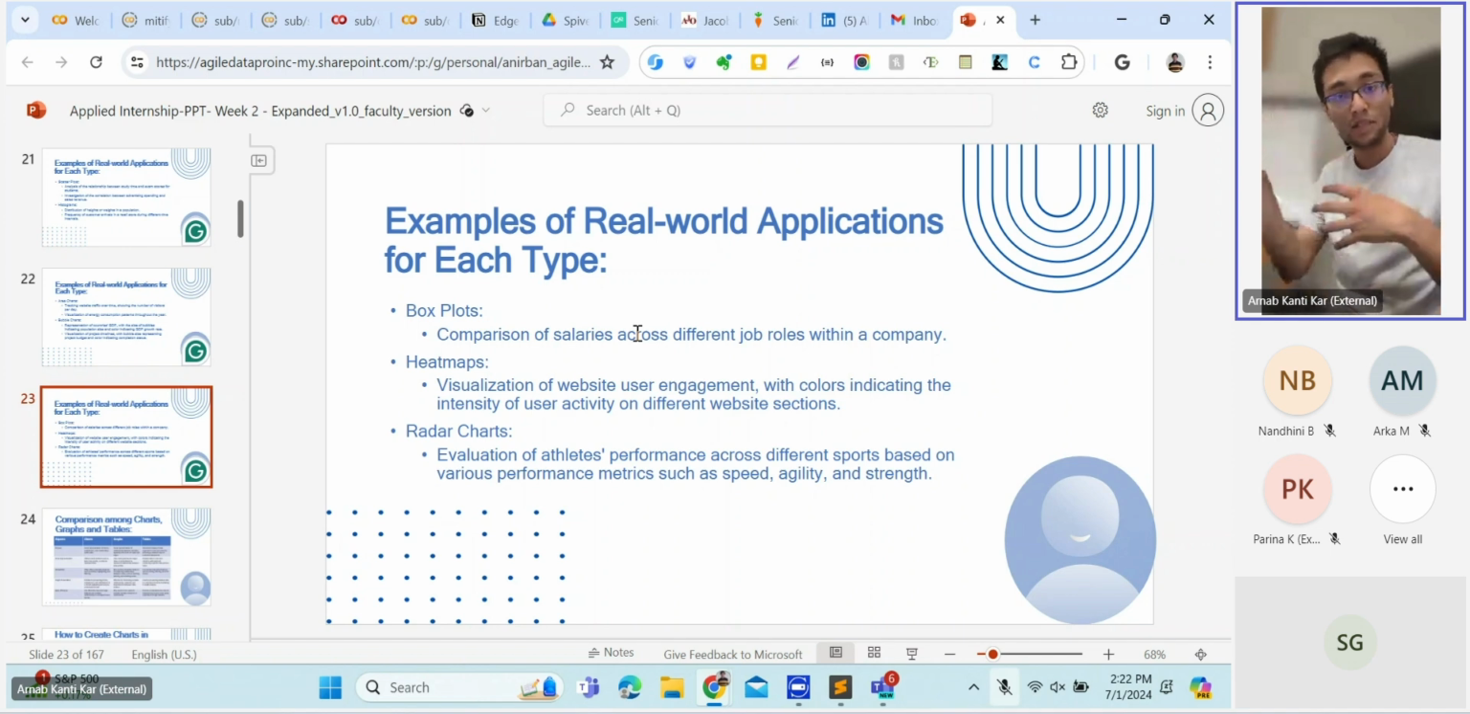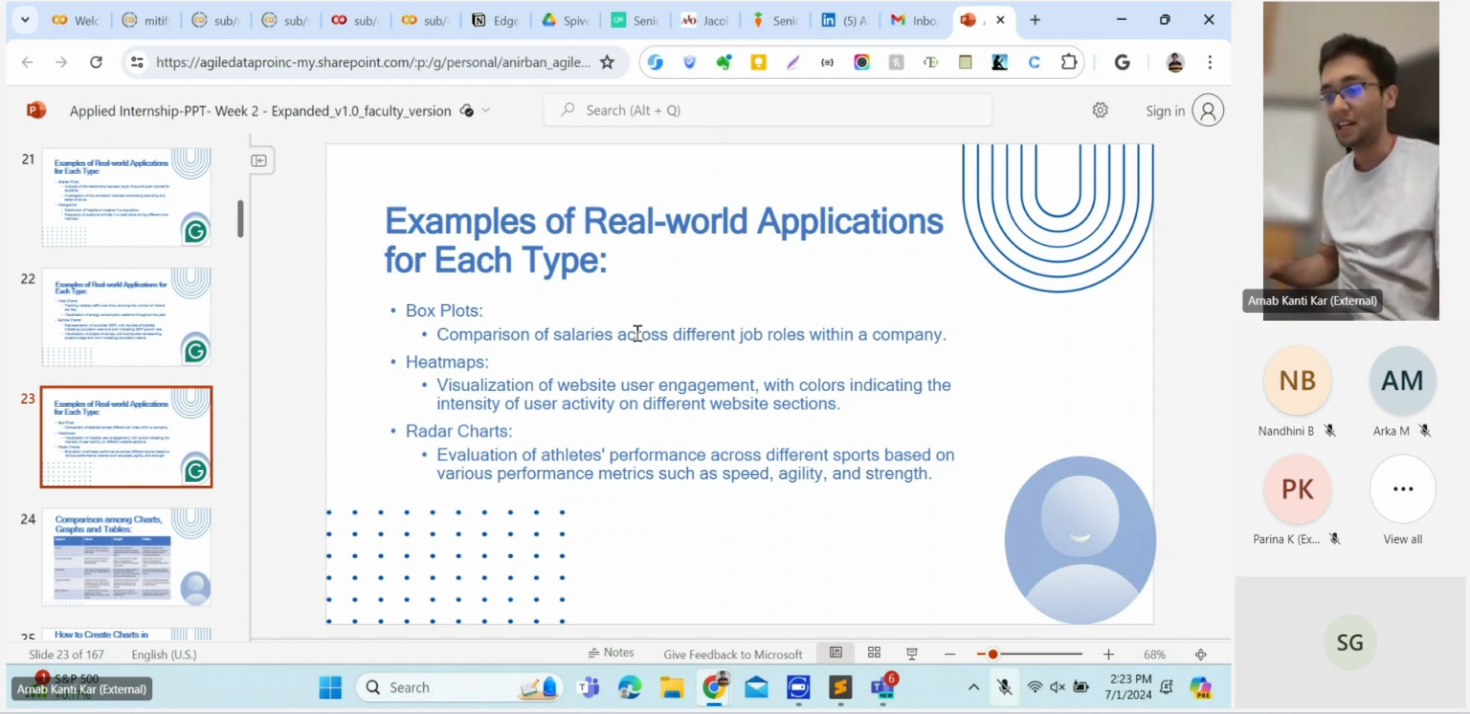Heat maps as well. We saw heat maps with the average temperature across the northern hemisphere, southern hemisphere, and also we saw the Gini index. So that sort of heat map gives you a lot of information. Radar charts we saw, and I think that's the most interesting chart, which was our superhero chart. And after that example, most people will not be able to forget radar charts.